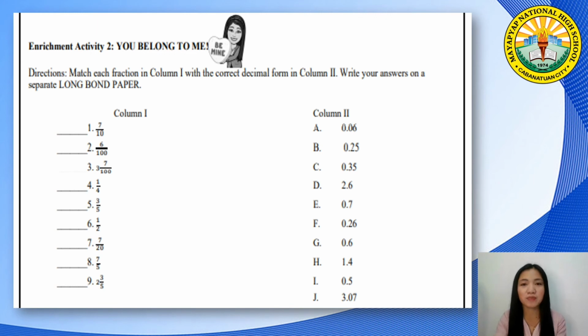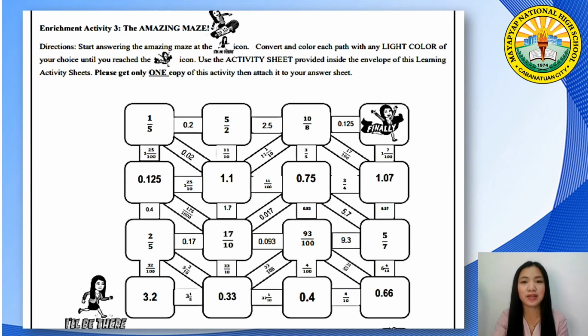For enrichment activity 2, you need to match each fraction in column 1 with the correct decimal form in column 2. Write your answer on a separate long bond paper. For enrichment activity 3, start answering the amazing maze at the starting icon. Convert and color each path with any light color of your choice until you reach the finish icon. Use the activity sheet provided inside the envelope of this learning activity sheet. Please get only one copy of this activity and then attach it to your answer sheet.